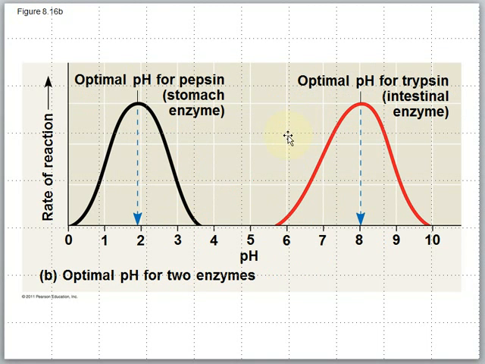pH also, this can occur inside even your own body, in different parts of the body. Inside the stomach, pepsin, which is a particular stomach enzyme, works best at a pH close to 2, which is very acidic. Then if we go further down into the intestinal tract, into the small and large intestine, there's another enzyme called trypsin. It actually works best at about pH of 8, which is more basic.